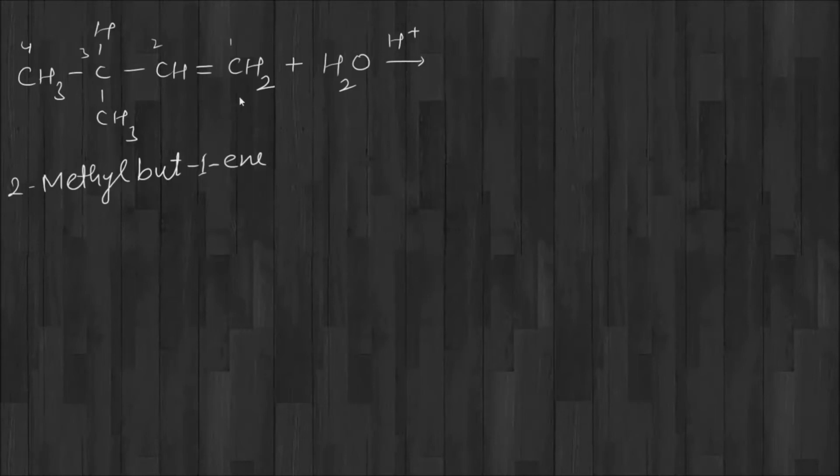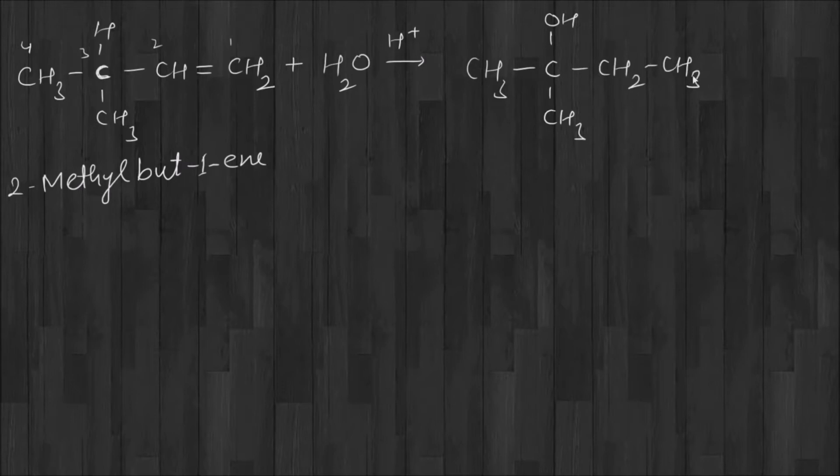Whenever we have an alkene like this, and its next carbon is tertiary, then surprisingly OH is attached at the tertiary carbon. This is the product formed. So how is it formed, I will tell you. First of all, what happened?